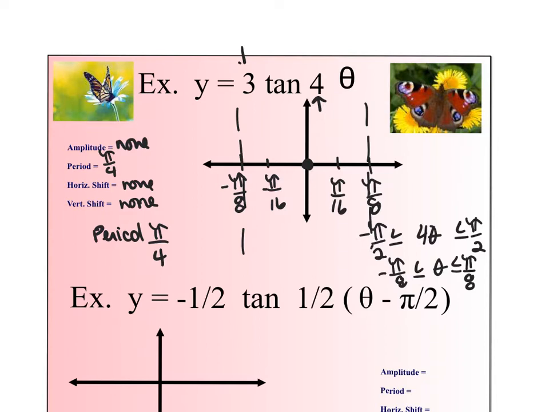And then we have this 3 to deal with. So this is going to be 3, and this will be negative 3. So at pi over 16, we're at 3 and negative 3. And then we have our curve.